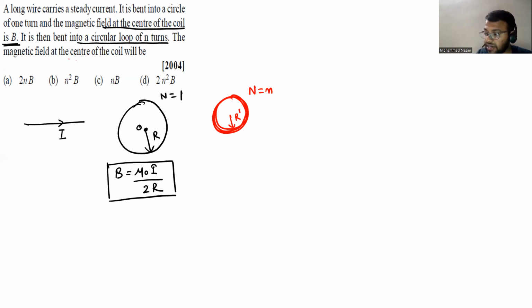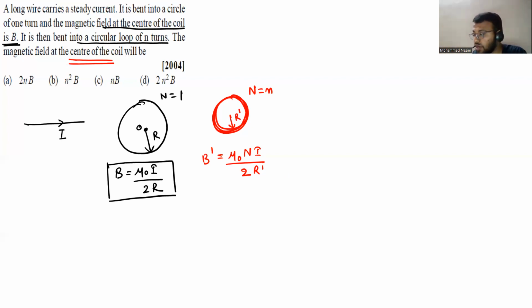And now you have to calculate the magnetic field at the center of the coil. Now magnetic field, if I call it B dash, is equal to mu naught, because n turns are there, N i divided by 2 into R. R will also change, so it will become R dash. And how much is R dash? How do you relate R dash and R? Now, since you're taking the same wire and bending it into a circle, and then you're bending it into n turns, we can tell that length is preserved. Length will be same because it is the same wire you took.